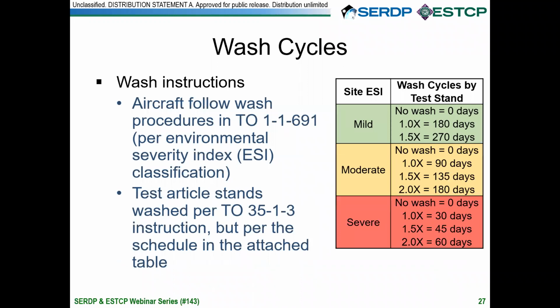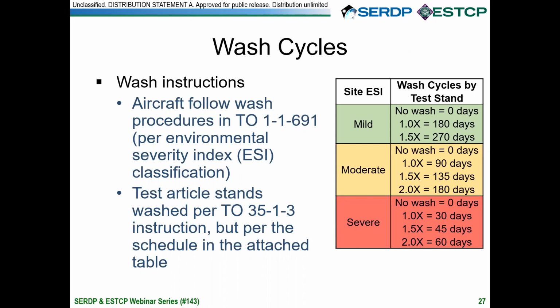So the wash cycles, how are these things actually being washed? The exposure coupons, the test stands that are deployed out to these sites, they're all washed according to the ESI of the air base wherever they are at. So you can see there on the right, the table, we have mild, moderate, and severe ESIs, and you can see the wash frequencies for those sites. The 1x frequency there is what is called out in the tech order currently. So you can see 180 days for mild, 90 days for moderate, and 30 days for severe.